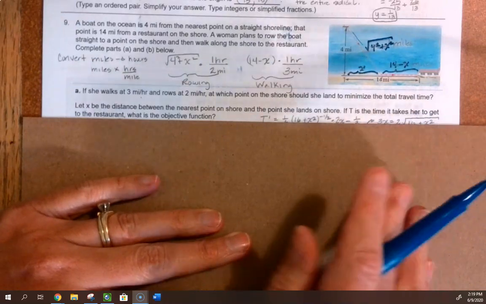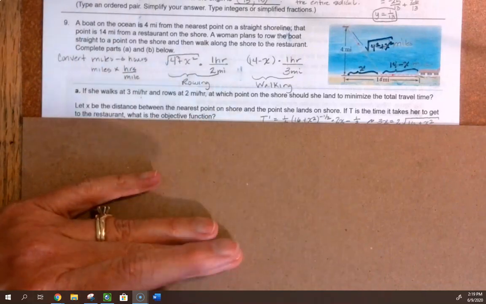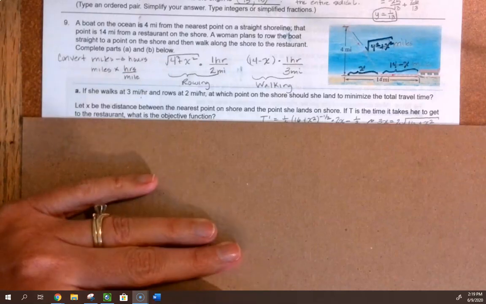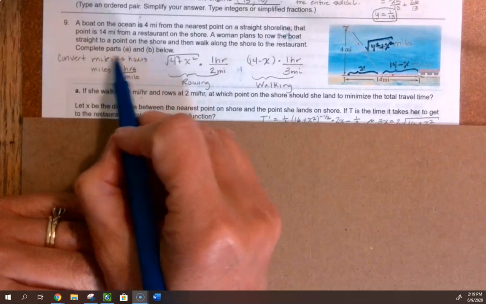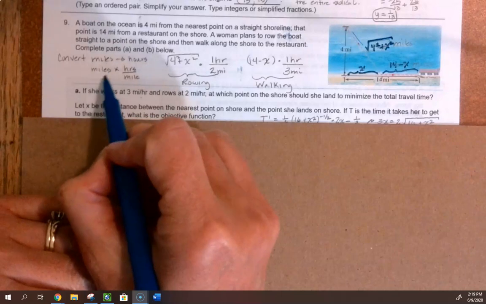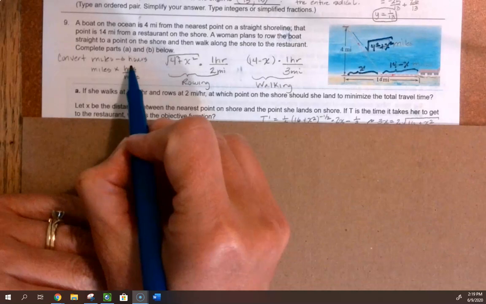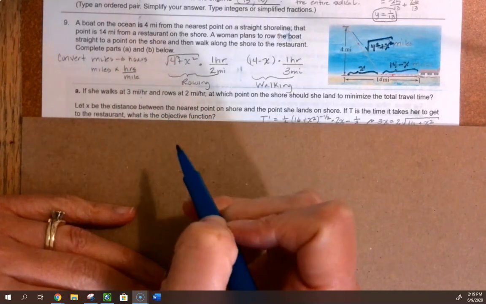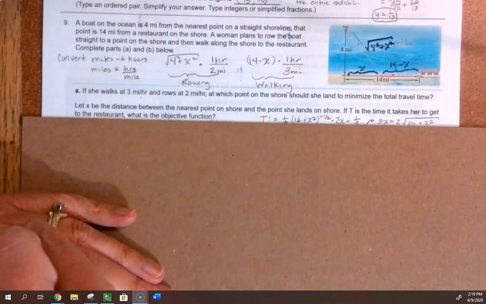We want an expression that represents time in terms of this distance x. We have things written in distances, but we want to convert them to times. If you remember how to do unit conversions, to convert miles to hours I would have to multiply by hours over miles. Maybe you did that in science class. If I do that, I end up with units of hours.